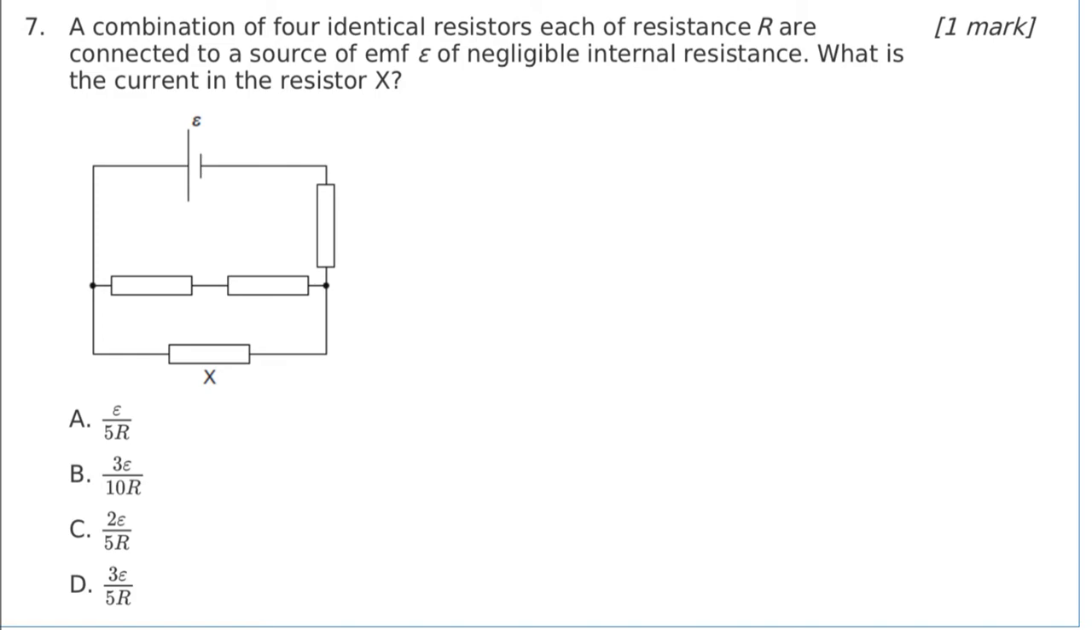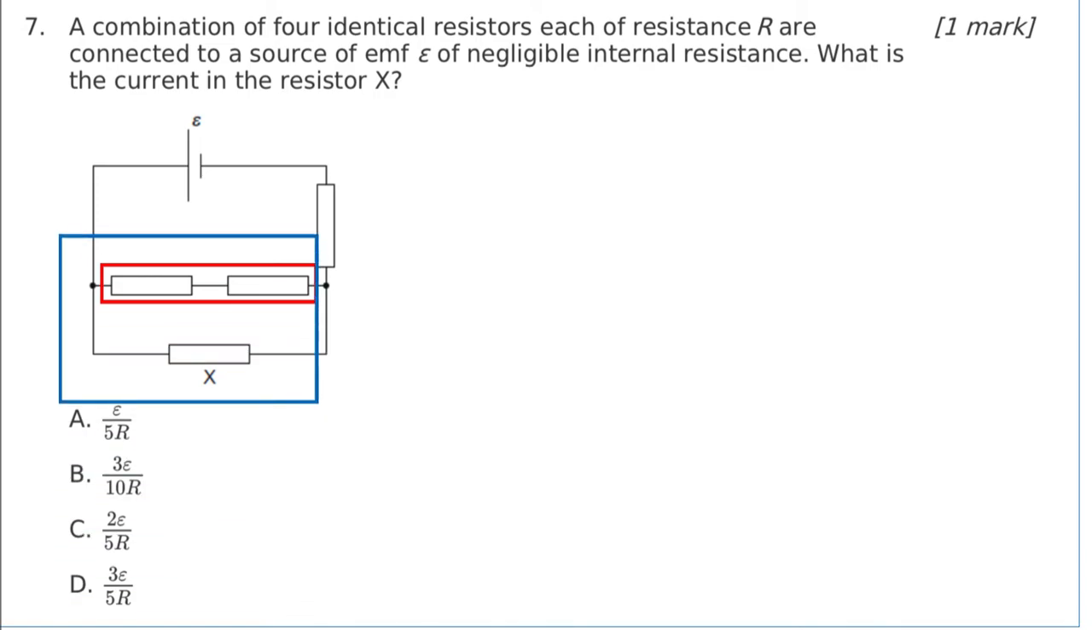Okay, four identical resistors, each of resistance R. We've got a couple of resistances there. They're going to add together to make 2R. We've then got those 2R connected in parallel with another resistance right there. So these are connected in a slightly complicated way, and we're going to have to calculate their total resistance. We want to know the current in resistor X. That's our key point here.